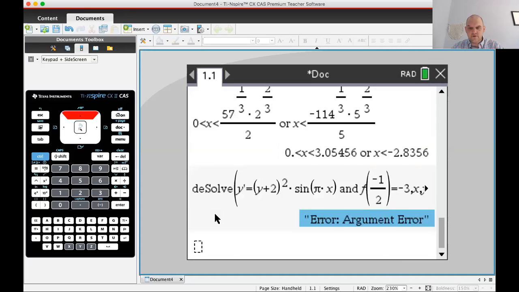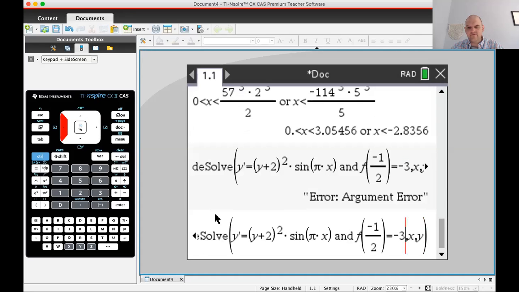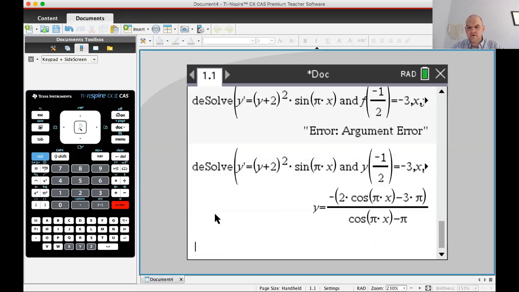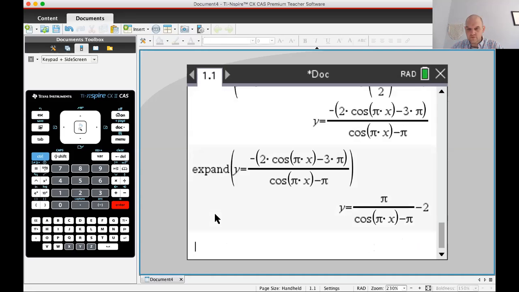What do you mean argument error? And oh, f of, come on now. And y of -1/2 is negative. All right, so what have you done? What is this? Is that somehow, oh, you know what it did? Can I expand that? It got a common denominator. Oh, wow. It got a common denominator.